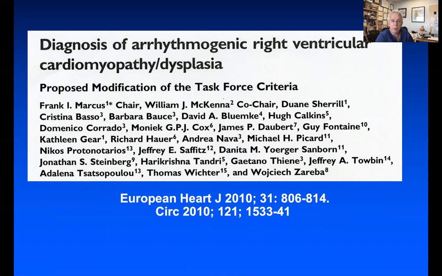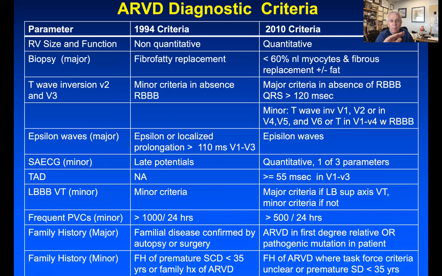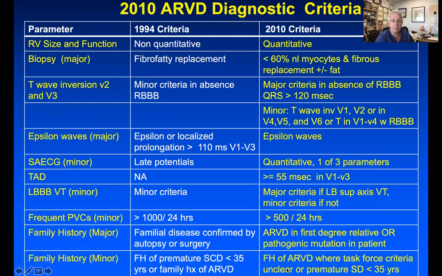Many of us were on the writing committee. The point of this slide is to remind you that the diagnosis is complex. You have to look at many different test results: the EKG, the Holter monitor, the family history, biopsy if you have it, RV imaging, and so forth. And there's a number of criteria that we look at to make the diagnosis.